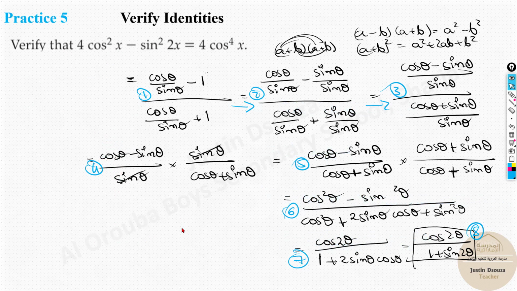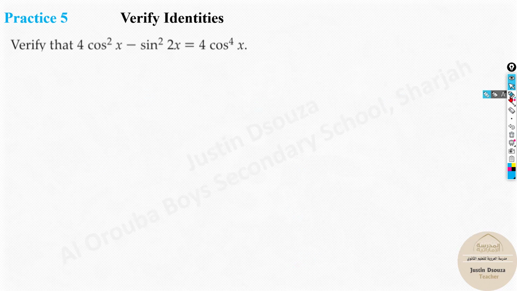It's a bit lengthy. We have one more. Let me do this as well, because verifying identity is not that easy. Now what's the problem here? We have 4 cos squared theta. When I look at this, I realize I'm not going to take this and go back. It's going to be very hard. So what I'll be doing is starting with the left side. I can work something with this, and then I will try to reach the right side.